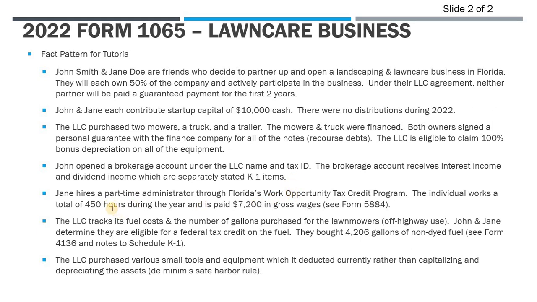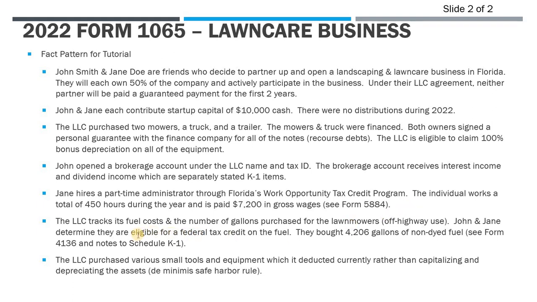Now, in addition to all that, Jane decided to hire a part-time admin person through Florida's Work Opportunity Tax Credit Program. The reason this is significant is that if you hire individuals through this program, you are generally eligible for a federal tax credit on the wages paid to that person. This individual worked 450 hours during the year and was paid $7,200 in gross wages. On Form 5884, we calculate the work opportunity tax credit, and then that credit is passed on to the partners.